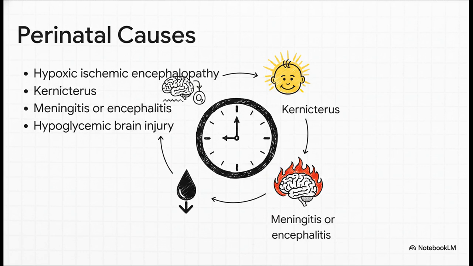The classic one you'll hear about is hypoxic ischemic encephalopathy, or HIE, which is essentially brain injury from a lack of oxygen. Other big ones are kernicterus, which is brain damage from very high bilirubin levels, severe infections like meningitis right after birth, and brain injury from dangerously low blood sugar in a newborn.